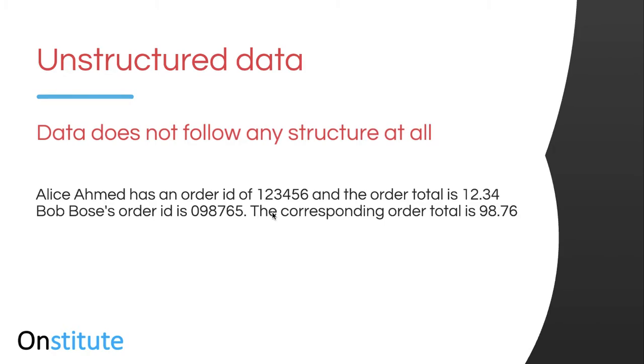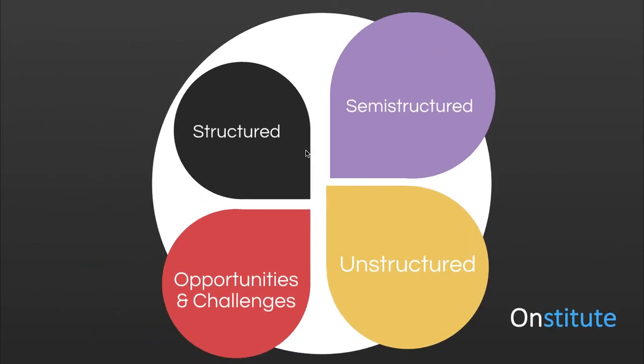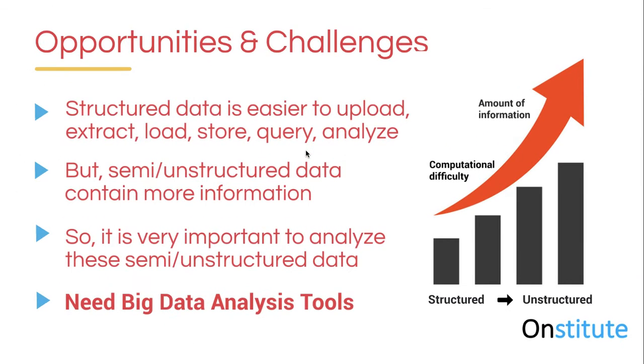This Alice and Bob's record are also here. All the information is the same, but it is totally unstructured. So why do we need to analyze these different types of data? So there are of course some opportunities and challenges.